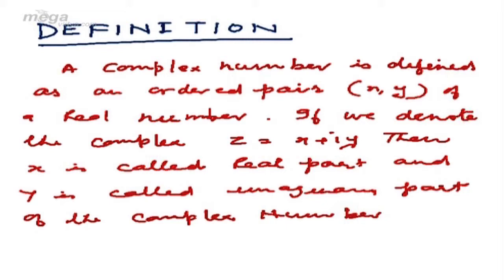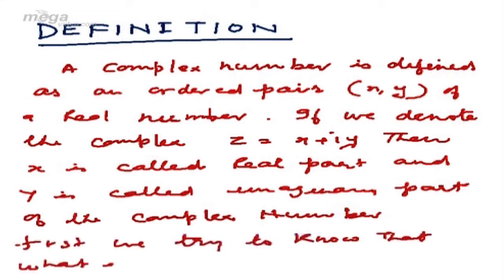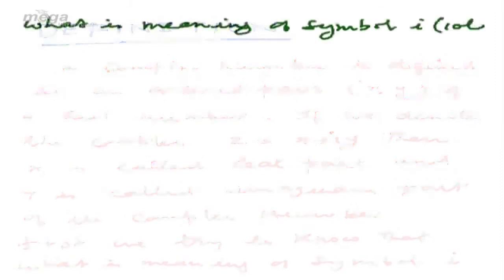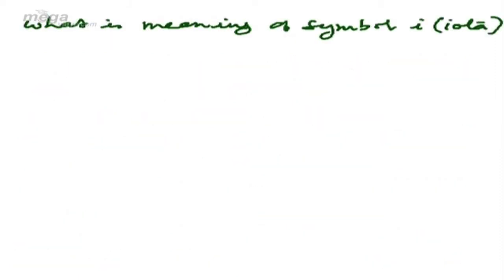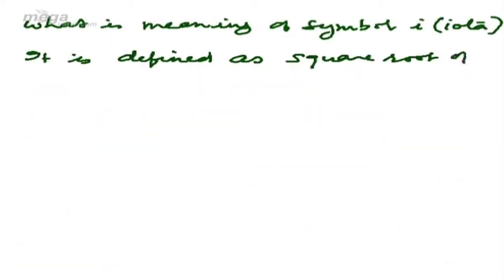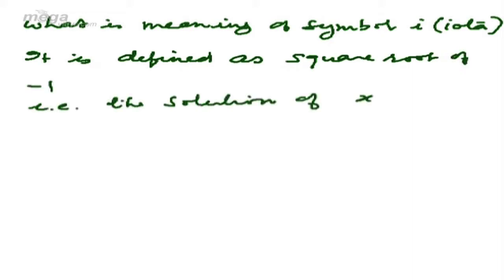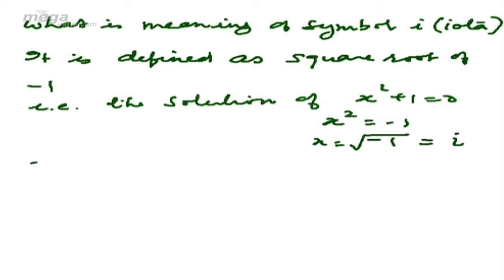Now first we try to know what is the meaning of the symbol i, iota. It is defined as the square root of minus 1. That is the solution of x square plus 1 is equal to 0. Then x square becomes minus 1, then x becomes root of minus 1. This is defined as i. So i square is equal to minus 1.